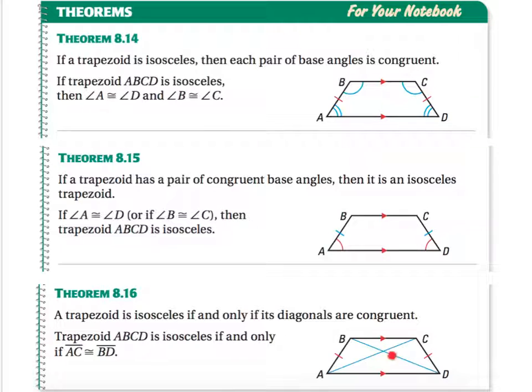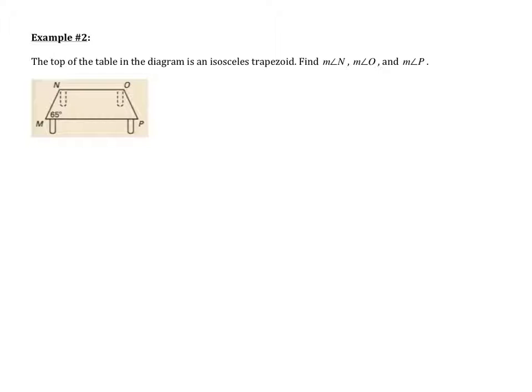So if I know that BD is congruent to CA, then I could assume that trapezoid ABCD is isosceles. If I'm told that trapezoid ABCD is isosceles, then I can assume that BD and AC are congruent. So again, isosceles trapezoids' diagonals are congruent. And now let's look at example number 2.